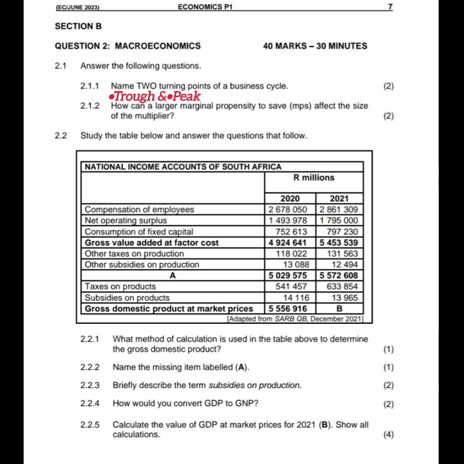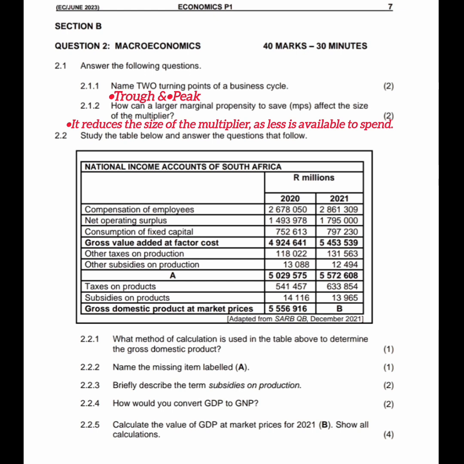And then we have our 2.1.2, how can a large marginal propensity to save, which is MPS, affect the size of the multiplier? So the MPS reduces the size of the multiplier as less is available to spend. When the MPS increases, it means that people are not consuming, people are saving more money, so they have less money to spend, which leads to our multiplier being reduced, right?